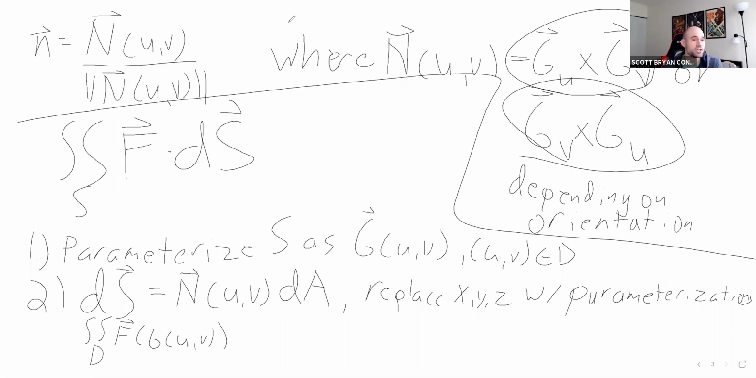So we get f of g of uv, replace x, y, and z in your vector field with their parameterizations. We dot that with n of uv dA. And this is slightly different than what I did yesterday. I just said gu cross gv, but it could be the opposite, could be that, or could be negative of that. So it's going to be plus or minus that, depending on the orientation.